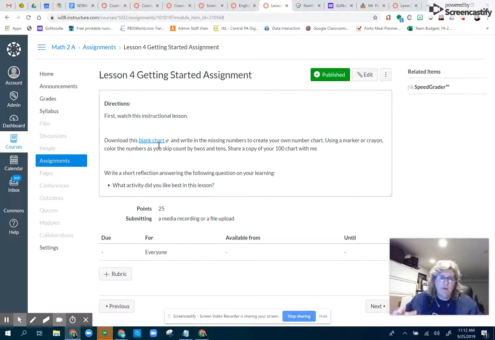Remember, we talked about all different ways. I could start at the number 2 and skip count by tens. I could start at the number 5 and skip count by fives. However you want to do it. But color in a way that you wanted to skip count using your number chart.